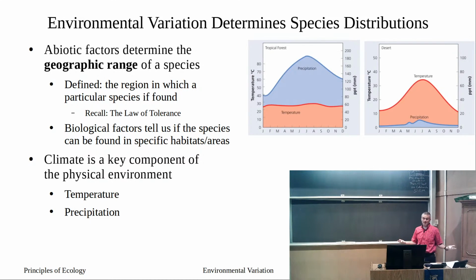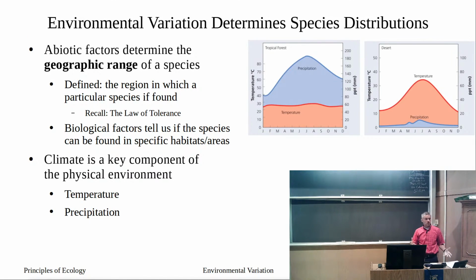This range is basically determined by the abiotic factors. And for here I said, recall the law of tolerance, because that's what we're dealing with. So the law of tolerance is going to determine basically our potential range. And then the biological factors tell us more about the actual range. So you start broad, and then once we look at the biological factors, it's going to narrow down a bit.